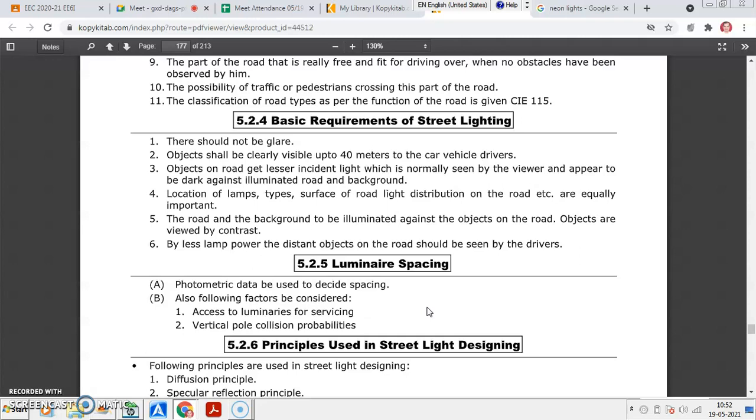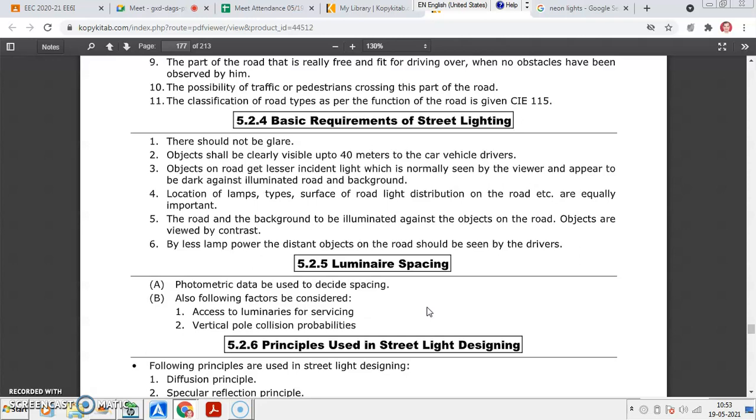Objects on road get a lesser incident of light, and are normally seen by the viewer if the person is in the dark, against the illuminated road or background. That must get reflected. Location of lamp, types, surfaces of road, distribution on road, etc. is very important. The road and the background are to be illuminated against the objects of the road. Objects are viewed by the contrast. By less lamp power, a distinct object on the road should be seen by the drivers. So these are some objectives, basic requirements of the street lighting.